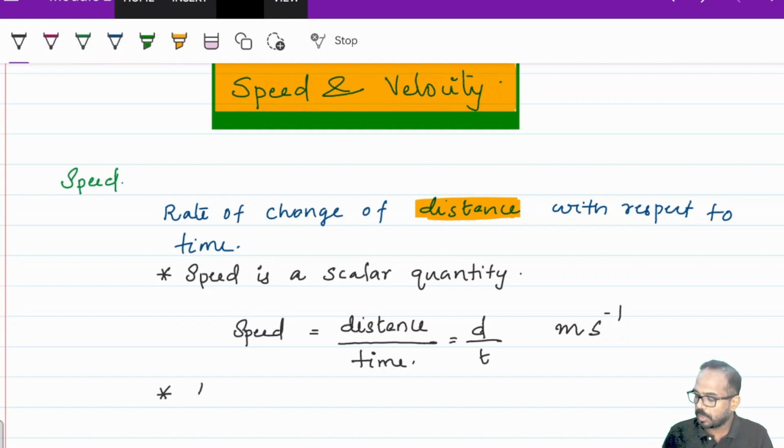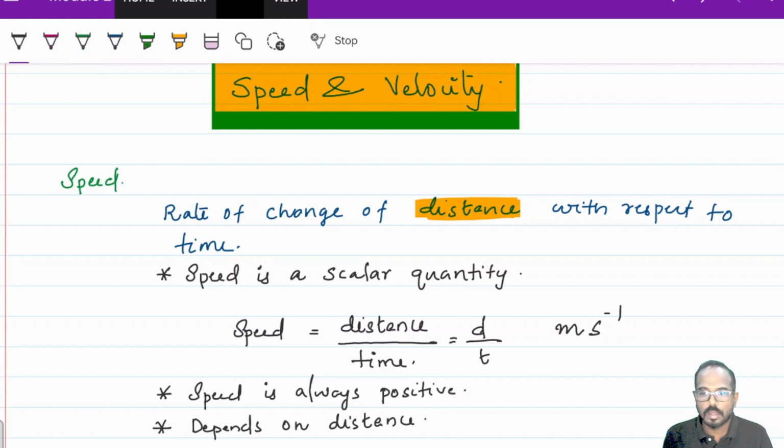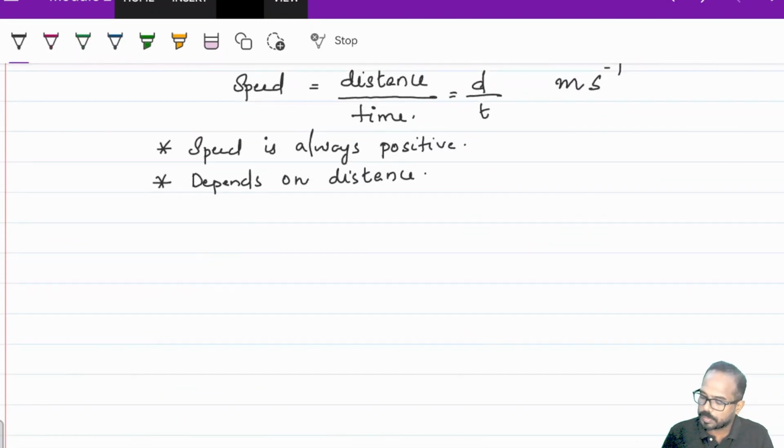So speed is always positive and it depends on distance only. Distance with respect to time. Clear? Next, we will check the velocity.